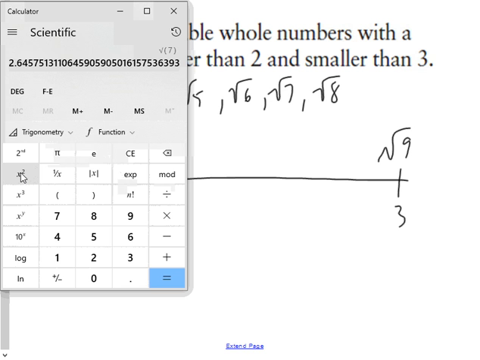And I can just take one of them, square root of 7. Square root of that is 2.64. Square root of 8, 2.82. Square root of 6, 2.4. And finally, the square root of 5 is 2.2.